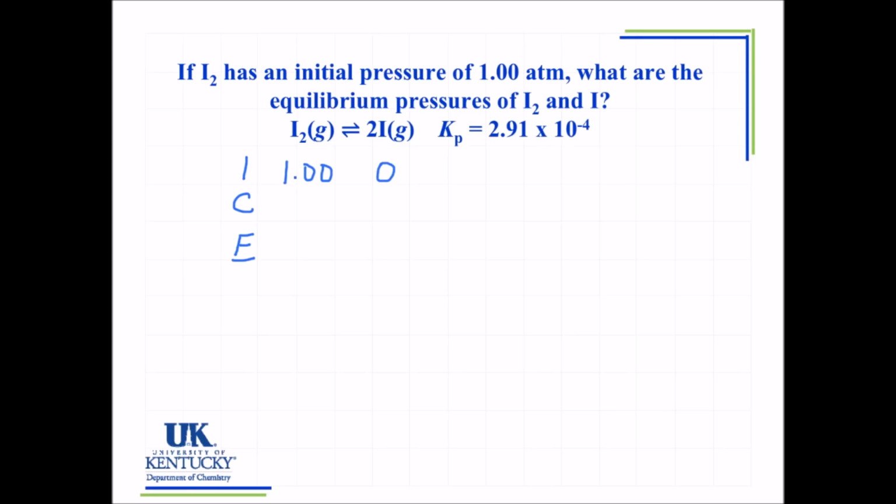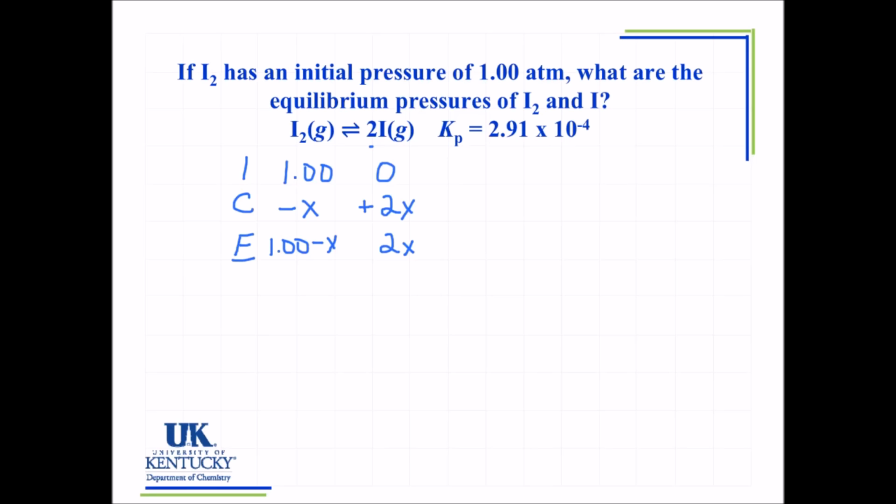Now for the change row, I have to use the coefficients from my balanced chemical equation, and in doing so, I'm going to lose some of the I2, and I'm going to gain I, but I'm going to gain 2 times the amount of I because of the 2 in my balanced chemical equation. For my equilibrium, I simply add up the initial and change rows, so I have 1.00 minus x and 2x. So now I have my equilibrium pressures with respect to x.